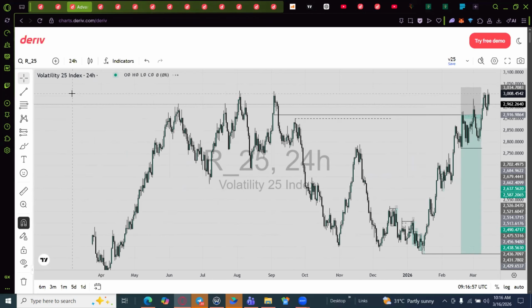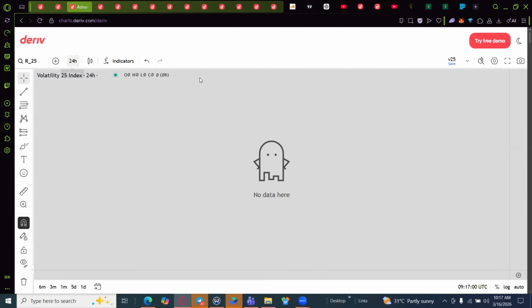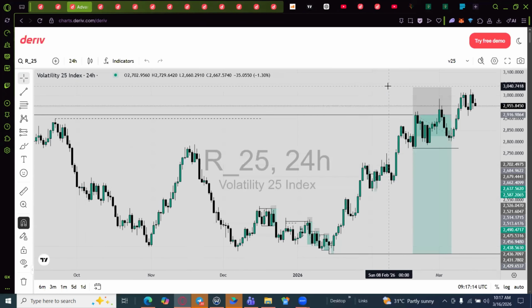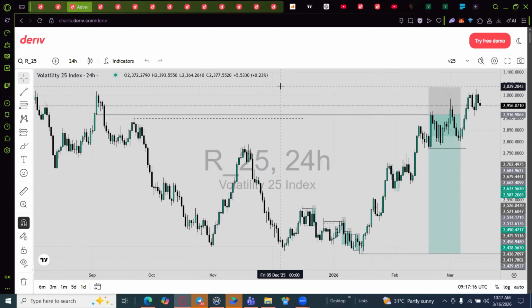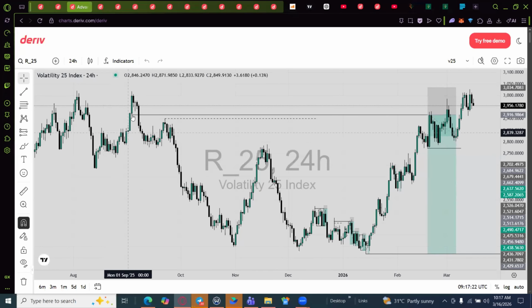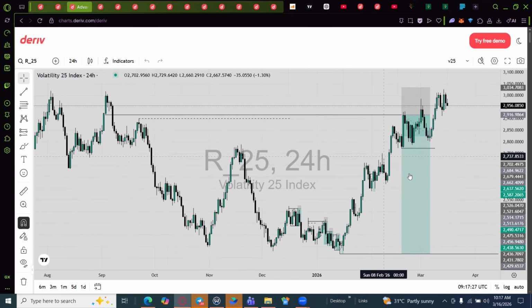All right, so this is for V25. So you can see our structure. This structure here, this other block did not get tested. So what we're looking for is the market to get here and start selling.